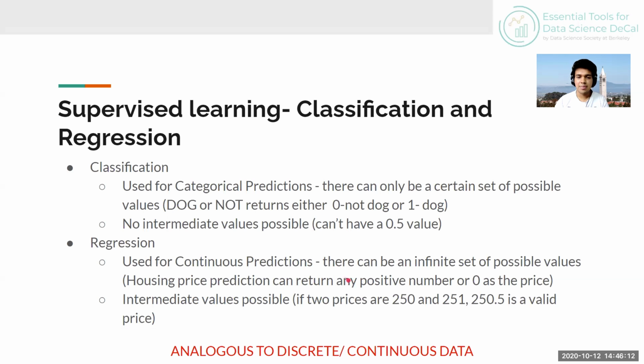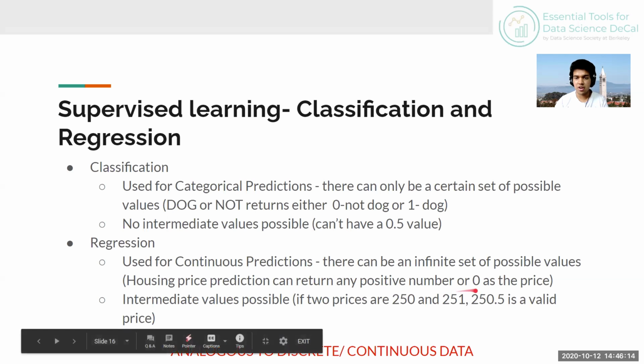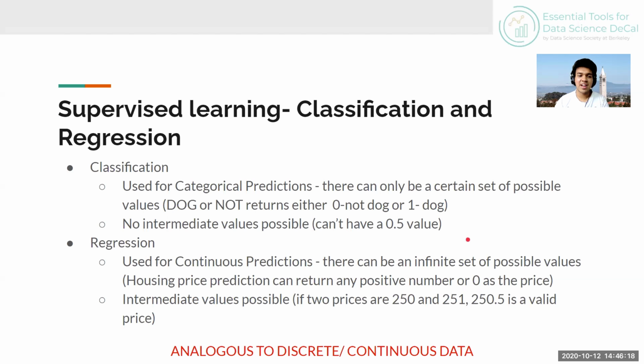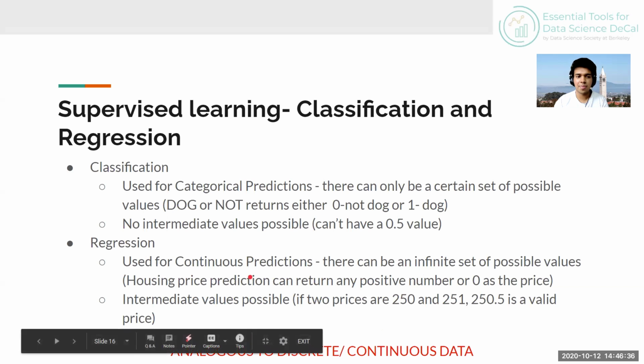And it can return any positive number or 0, well, hopefully not 0, but any positive number as the price. And intermediate values are possible in this case. So if you have two prices as 250 and 251, which I just realized are quite low for houses, but let's go with it, then we can also have a price of 250.5. So that is perfectly valid. And this is also very analogous to discrete and continuous data. So regression would be used for continuous data, and classification would be used for discrete data.